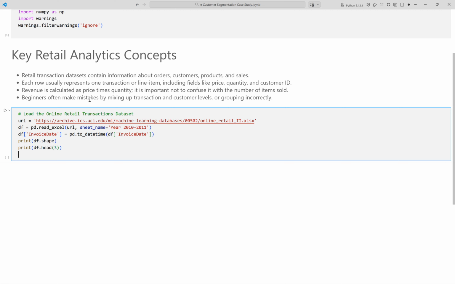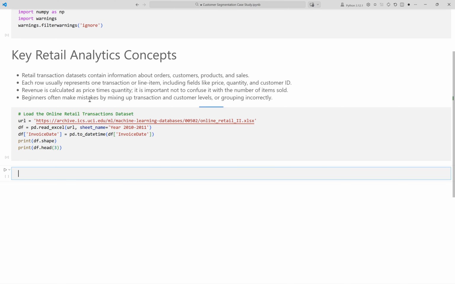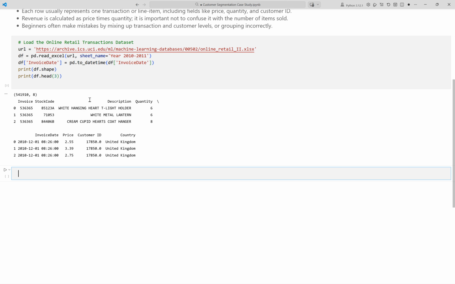Running the cell now. This output shows the dataset has over 540,000 transaction rows and 8 key columns including invoice, product details, quantity, price, customer ID, and country. Notice how each row represents a single product line within an order, linking to a customer and timestamp, which is crucial for accurate revenue and customer-level analysis. This sets the foundation for exploring retail transactions without confusing individual items sold with overall sales or customer counts. Practice. Identify any other columns you think might be important for customer analysis.